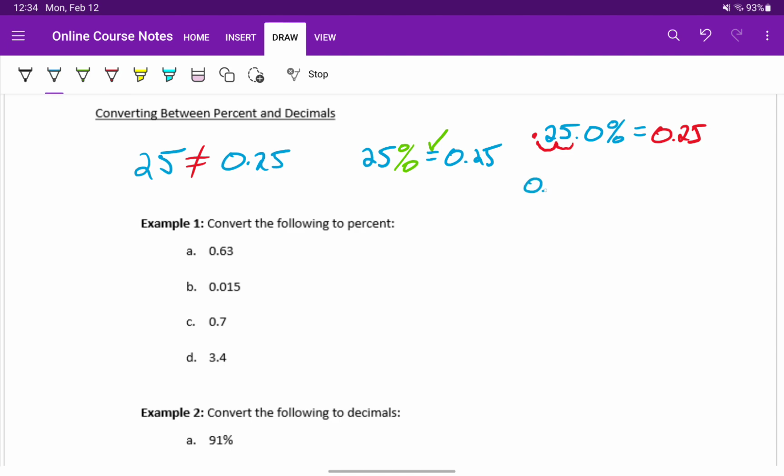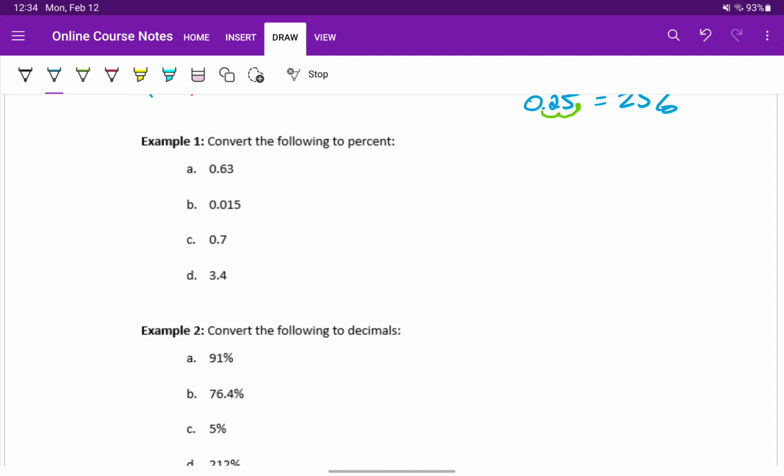If we start off with a decimal value, like 0.25, to convert that into a percent, we move the decimal place 2 places, but in the opposite direction, giving us that 25%. In this case, what we're doing mathematically is multiplying by 100, but again, we can think of that visually as just moving that decimal place 2 spaces.